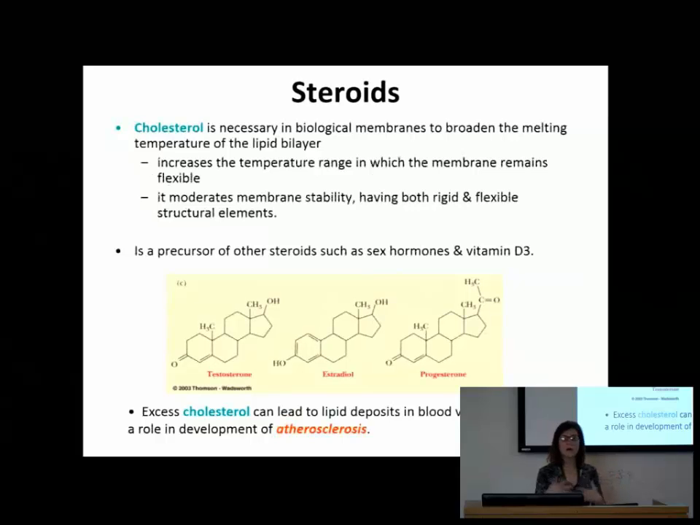All right, so steroids are also a precursor to sex hormones and vitamin D. So of course you can see this fused ring structure in testosterone, estradiol, progesterone. You can see that there's different things going on, but you still recognize that fused ring system. If we have extra cholesterol, then you can get atherosclerosis. We'll talk about that in a moment.